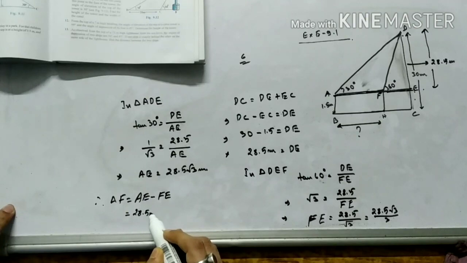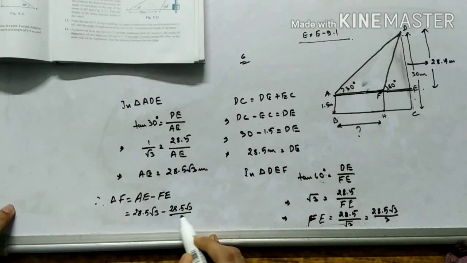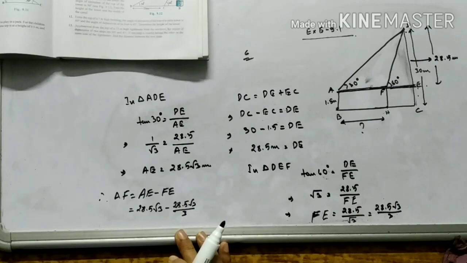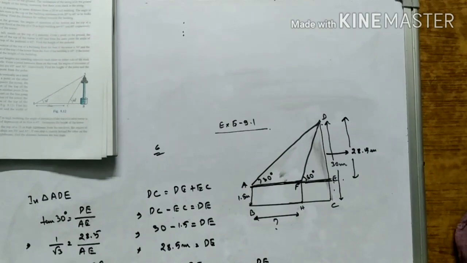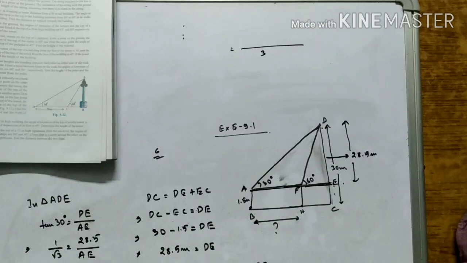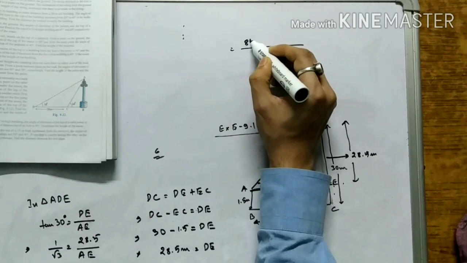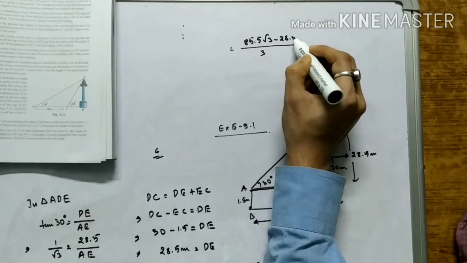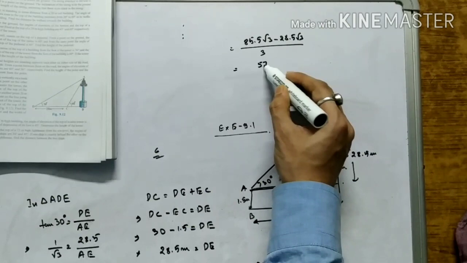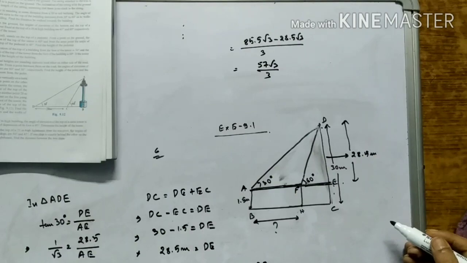So AE is 28.5 root 3 minus 28.5 root 3 by 3. Now if I solve it, let me solve it on the top. The LCM gives 28.5 root 3 into 3 minus 28.5 root 3. If I subtract it, I will get 57 root 3 by 3.